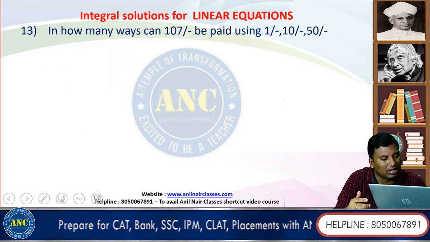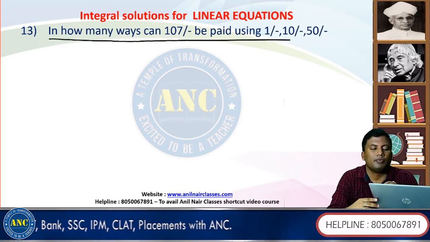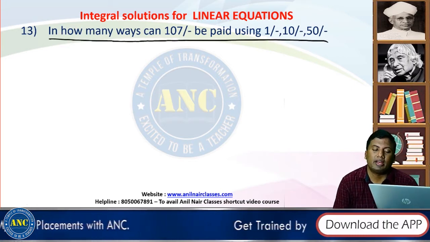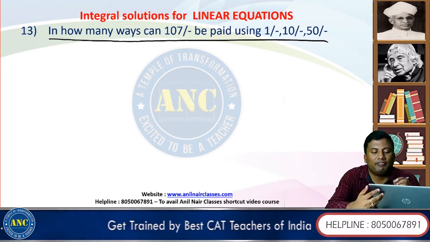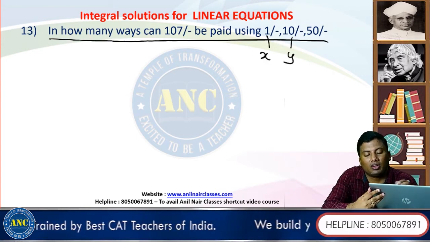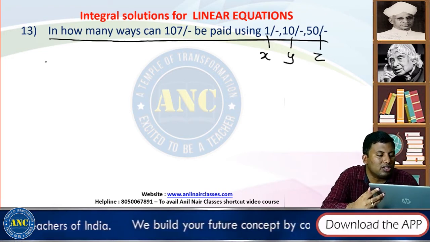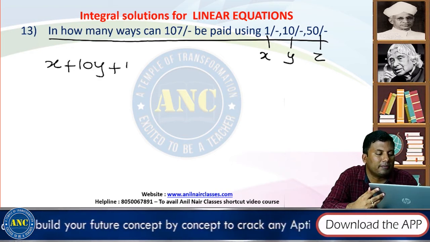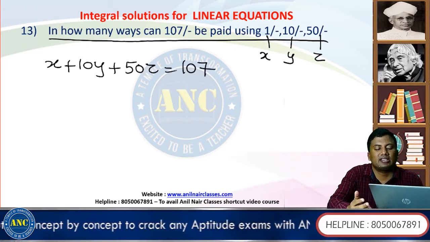12th one, I hope it is clear. The question can also be asked like this. In how many ways can 107 rupees be paid using 1 rupee, 10 rupees and 50 rupees? If I take x coins of 1 rupee, y coins of 10 rupees, and z coins of 50 rupees, the equation becomes x plus 10y plus 50z is 107.